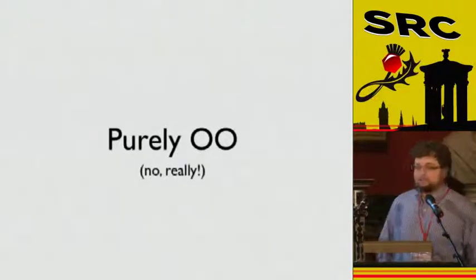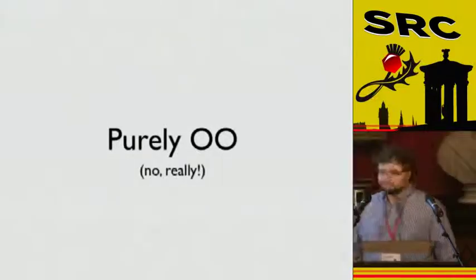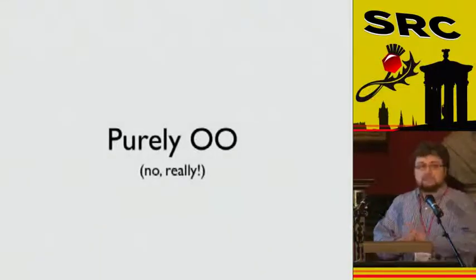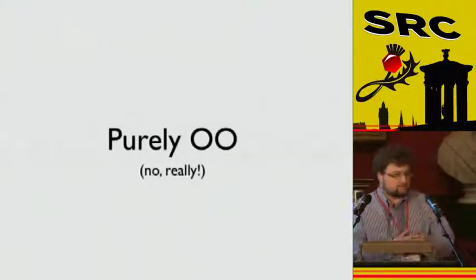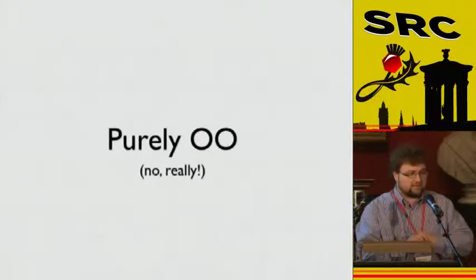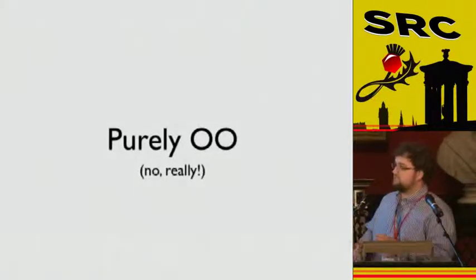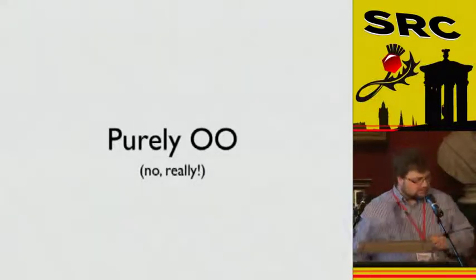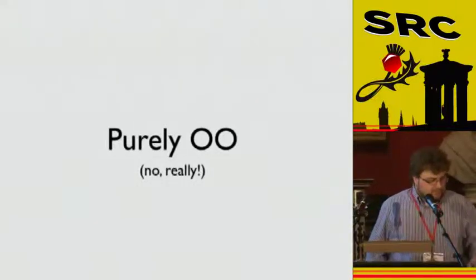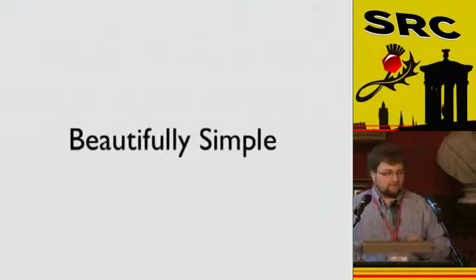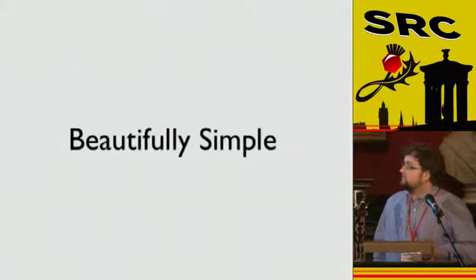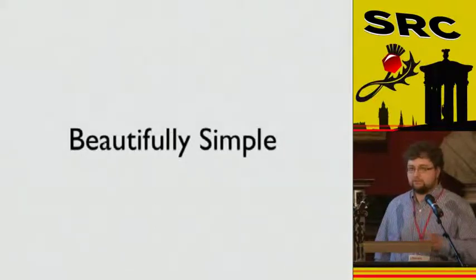So Smalltalk is purely OO. Really OO. Everything is an object. There are no exceptions. And everything is an object that you send messages to, which is to say that there are no exceptions. And I'll give a few very short examples in a few minutes. So it is beautifully simple. There are 5 keywords: true, false, nil, super, self. Some people claim thisContext. So some people say 6, so we'll call it 5.5.